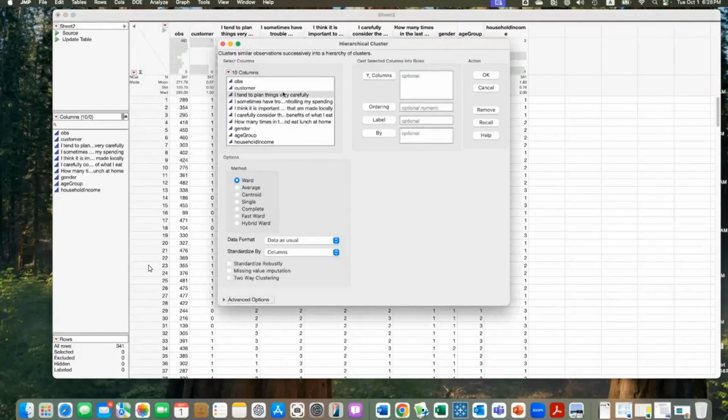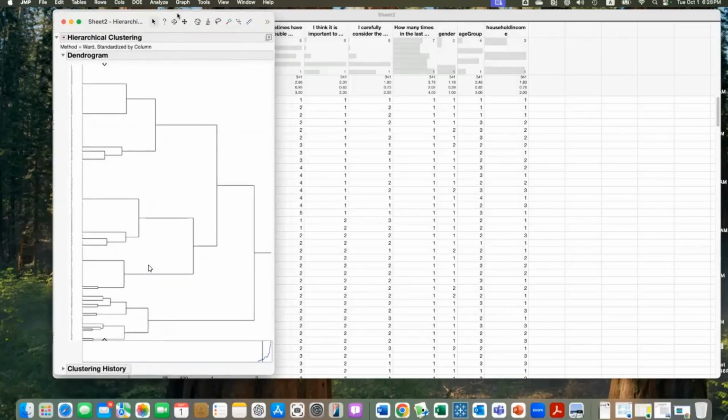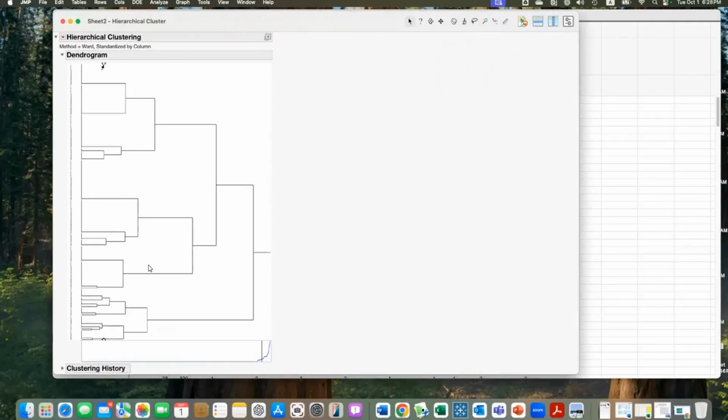So hierarchical cluster, and I'm going to just put gender, age group, household. Okay, and then I can just click OK, and I get this cluster analysis result. Here you see this small diamond, and when I click, it's showing 17. So that indicates at this level there are 17 clusters. If I move here, we are going to have 8 clusters. Move here, 4 clusters, 3 clusters.